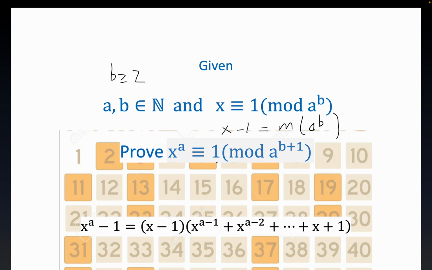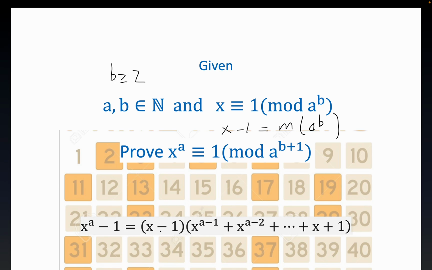Now we're trying to prove in this circumstance that x raised to the a would be congruent to 1 modulo a to the b plus 1. So they're kind of look-alike here. You just raise the modulus up by an extra power of a. Now, again, we want to show that a to the b plus 1 divides x to the a minus 1, which is why we consider this very well-known algebraic identity.